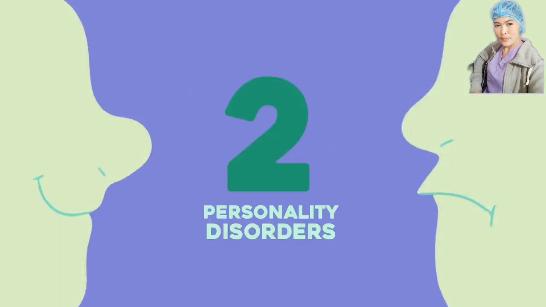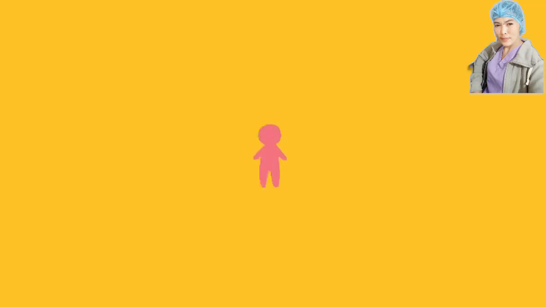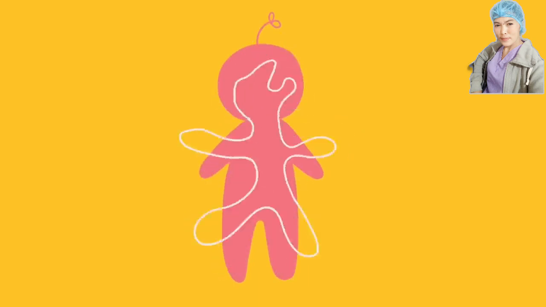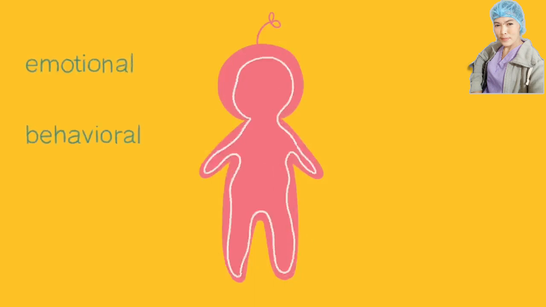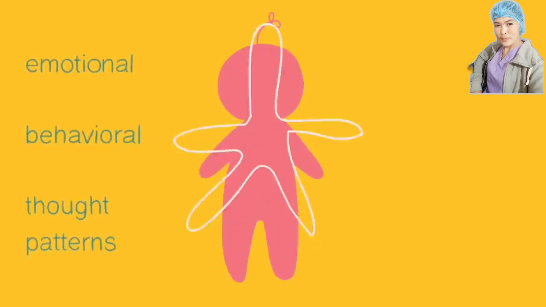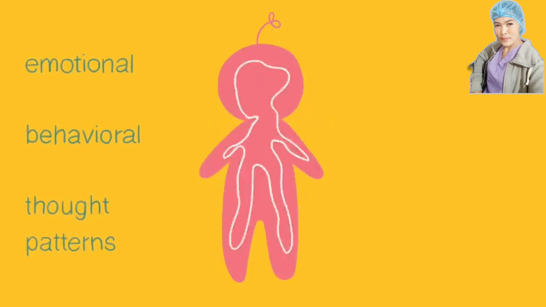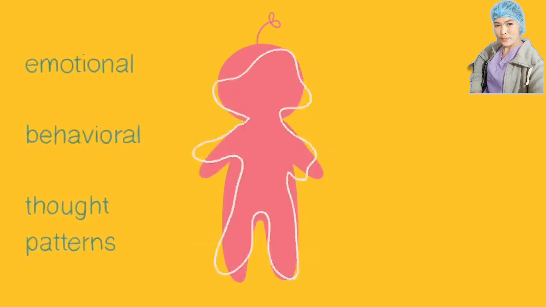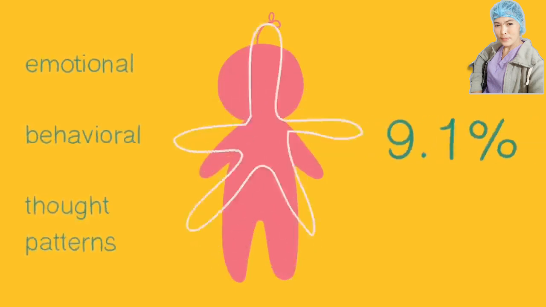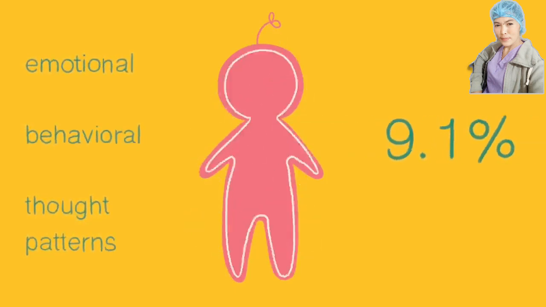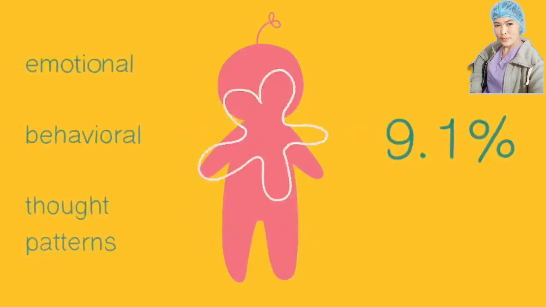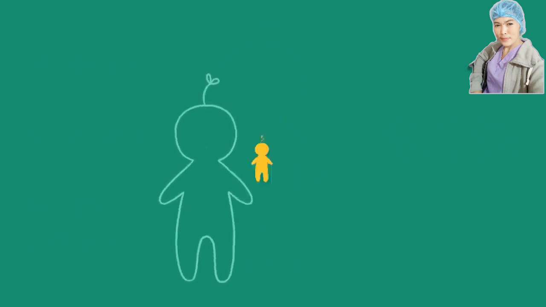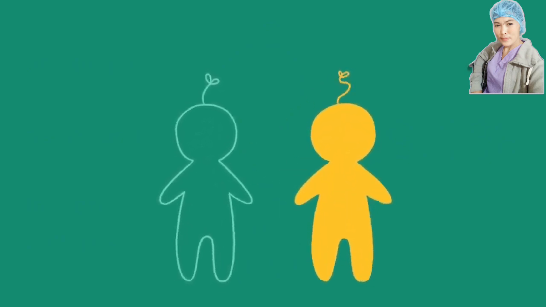2. Personality disorders. What does it mean when someone's personality is disordered? Personality disorders refer to behavioral, emotional, and thought patterns that deviate greatly from the expectations of an individual's culture. The National Institute of Mental Health suggests that 9.1% of the population has the traits of a personality disorder. So what does this look like in real life? Could anyone who's a little different be diagnosed with a personality disorder?